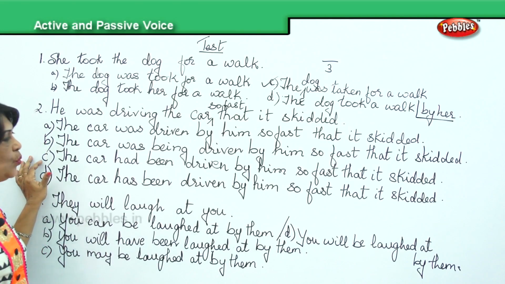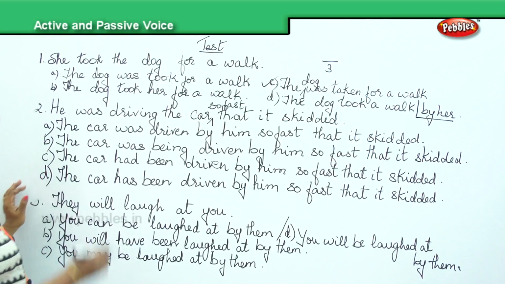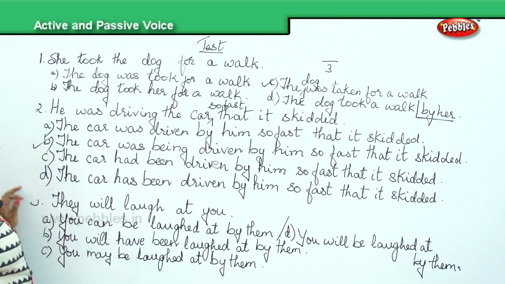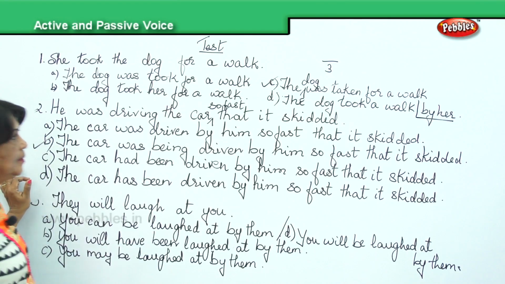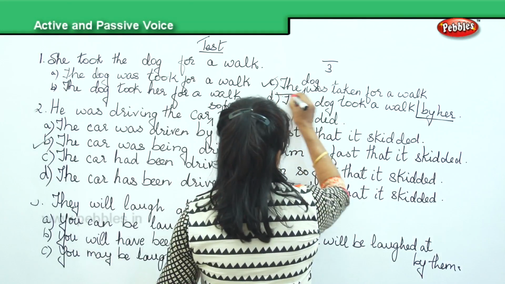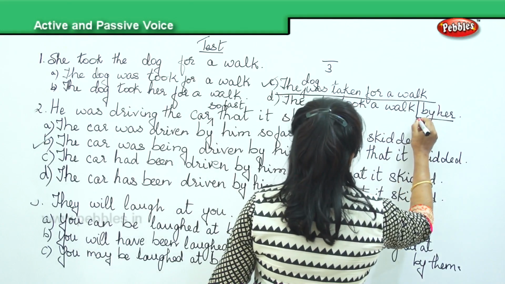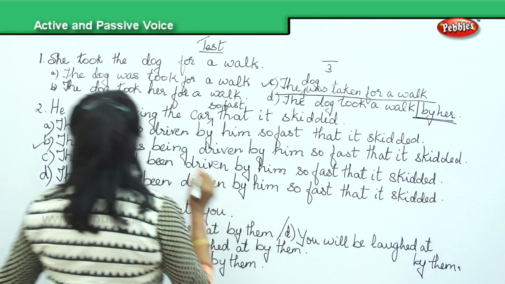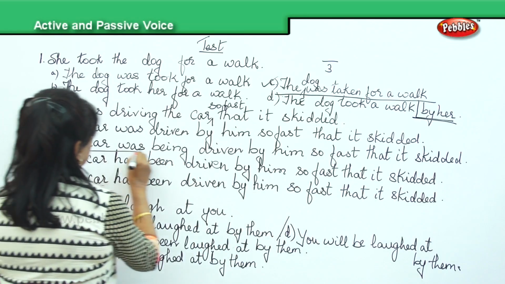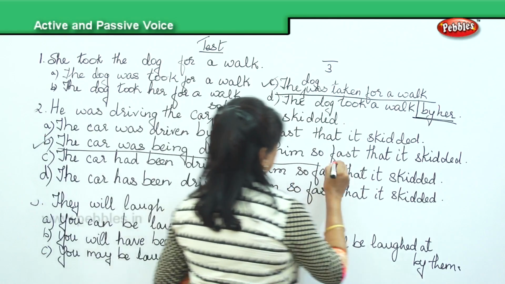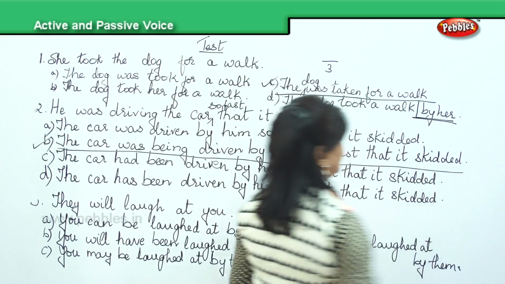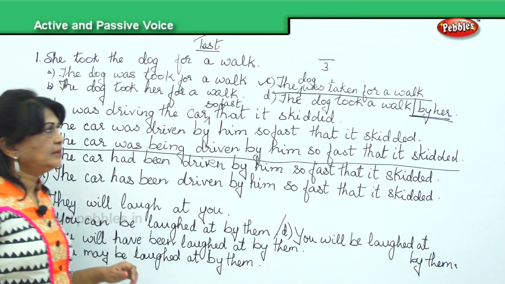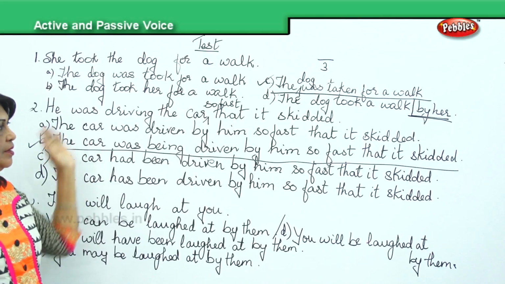The car was being driven by him so fast that it skidded. Okay, this is the right answer. So, this is the right answer here and this is the right answer here. If you have done it correctly, put a tick and you can get 2 marks now, 1 and 2.